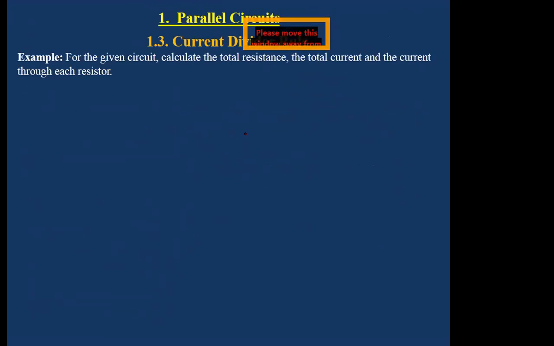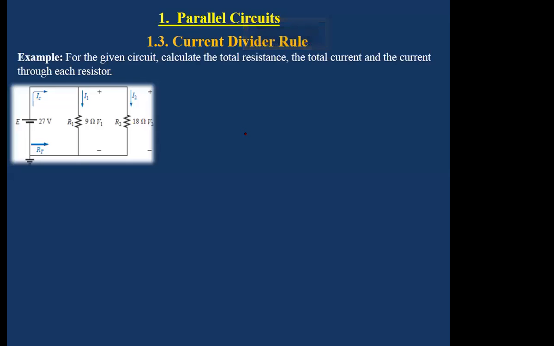Right. For example, for the circuit given below, calculate the total resistance, the total current, and the current through each resistor. So that is our circuit with the supply voltage of 27 volts, 9 ohms R1, 18 ohms R2. We want to calculate the total current supplied from the source, which is IS, and also the current through each resistor, that is I1 and I2.